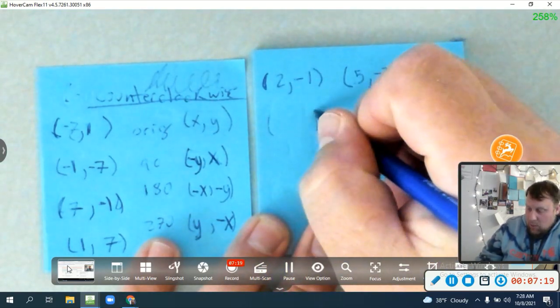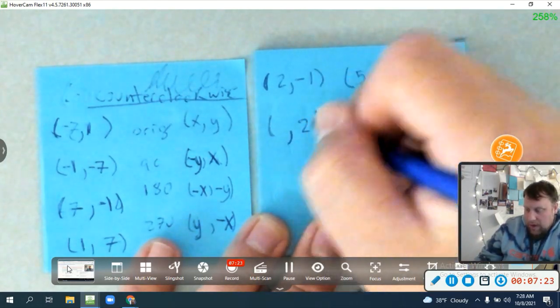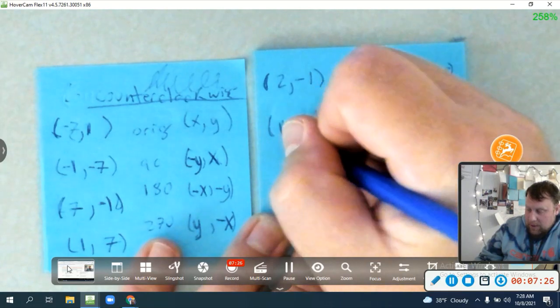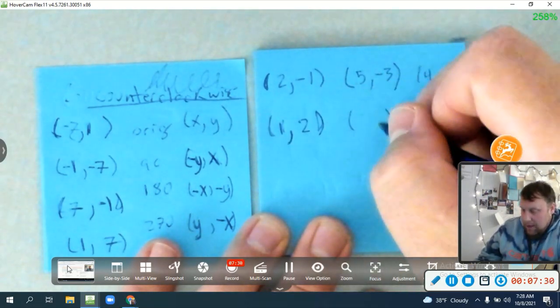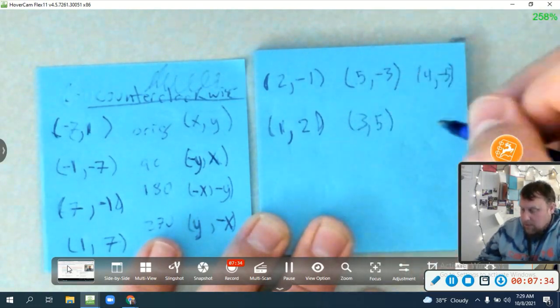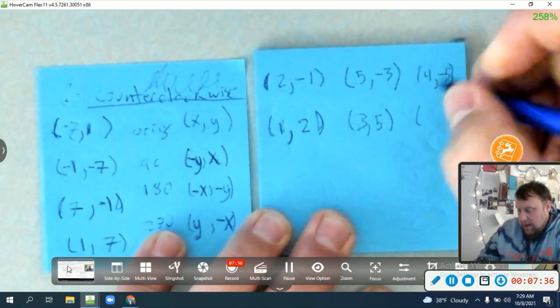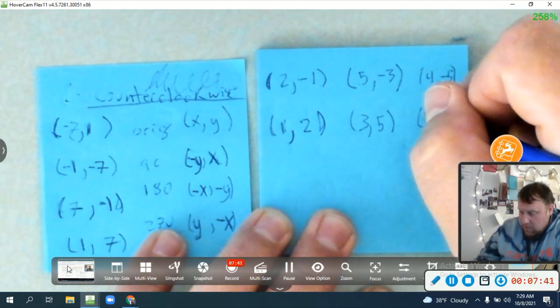So if my x and y are going to flip places, I know I'm going to have 2 go over here. And what's the opposite of -1? It's +1. Again, my x is going to go to the right, and the opposite of y is going to go left, which is just +3. Same deal right here. X is going to go to the right. Opposite of y is going to go left, so 5.